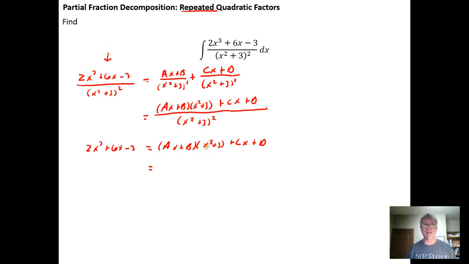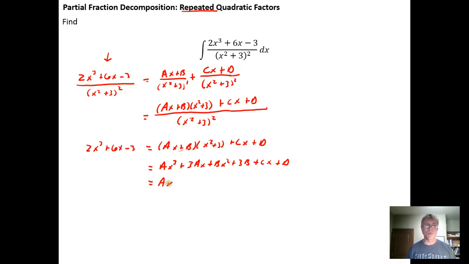We do ax times x squared is ax cubed plus ax times 3 will be 3ax plus b times x squared is bx squared plus b times 3 is 3b. And that's everything from multiplying out these two binomials, and we're still left with the plus cx plus d. And now we want to group like terms.